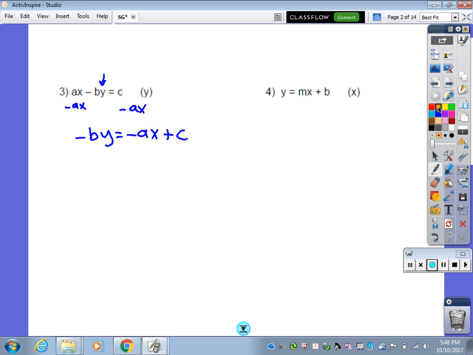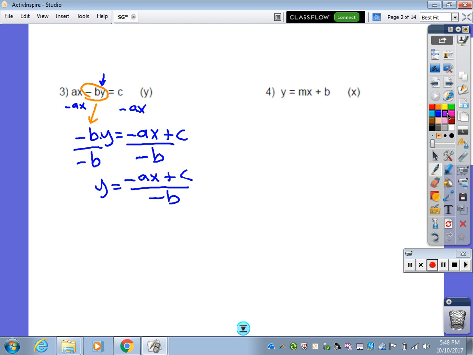Please pay attention to the fact that I took the subtraction in front of by. It turned into a negative by as a term. My next step is going to be getting rid of b by dividing each side by b, because that b was being multiplied to y value. If I divide each side by negative b, y will be equal to negative ax plus c over negative b.